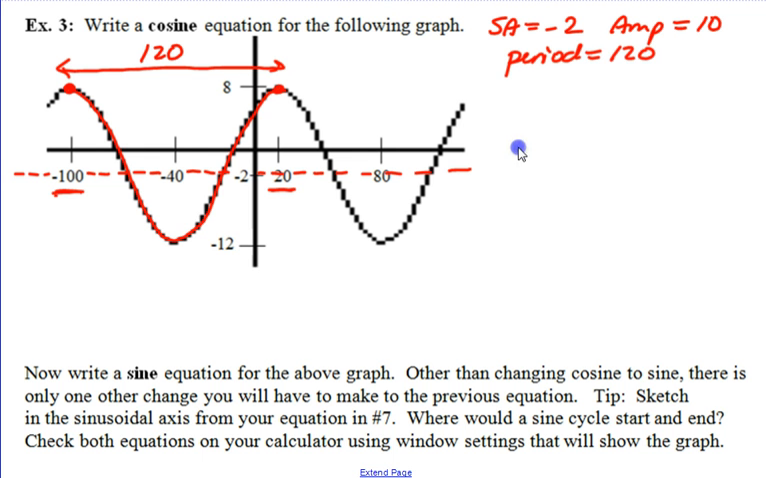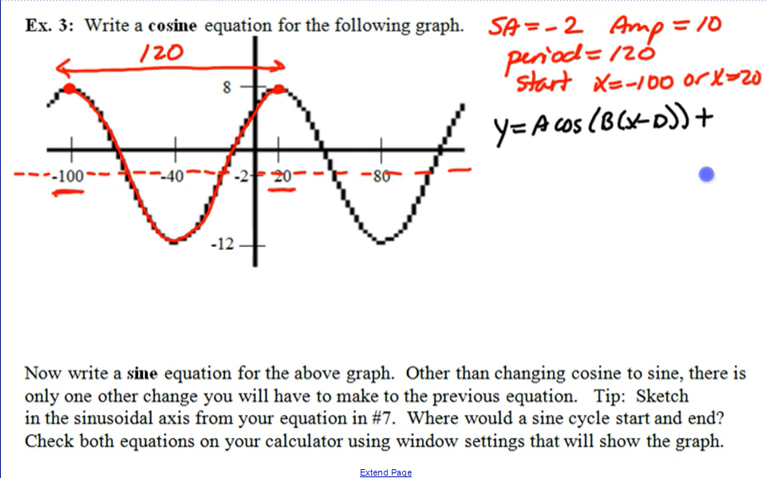The phase displacement is the starting point of a cycle, and we could say the phase displacement is -100. We could also say 20. So the start is x equals -100 or x equals 20. And actually there could be other starting points of a cycle too if we continued farther to the right or to the left. So our equation is y equals a cosine b times x minus d plus c.